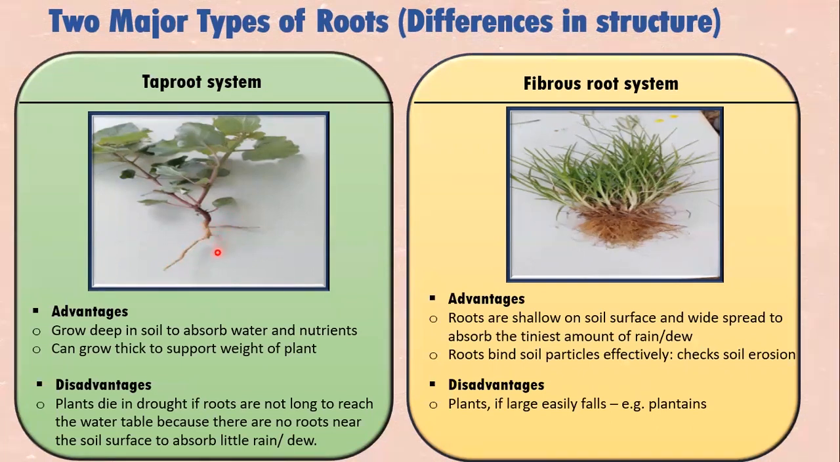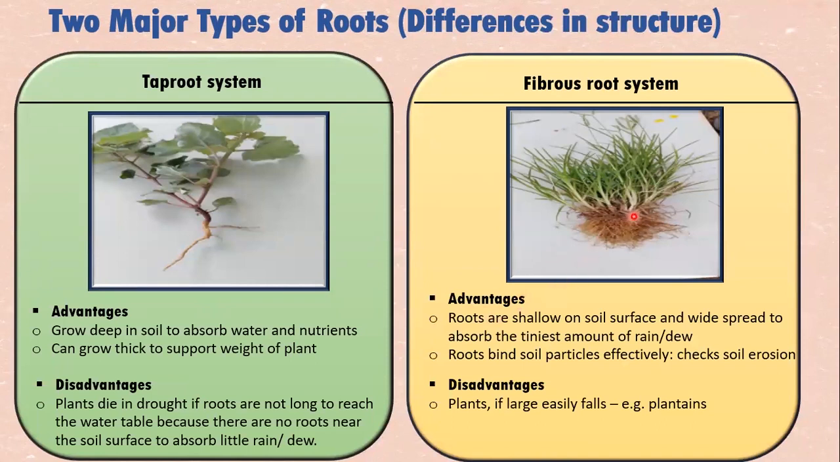Now, the advantages and the disadvantages, both of them have. Taproot system, the advantages: these roots can grow deeper and deeper into the soil and get into deeper layers of soil to absorb water and mineral salts for the plant. At the same time, because the taproot system undergoes secondary growth, this root can grow thicker and thicker to support the weight of the plant. That is an advantage.